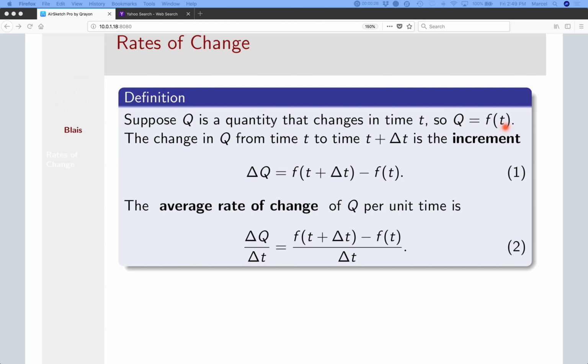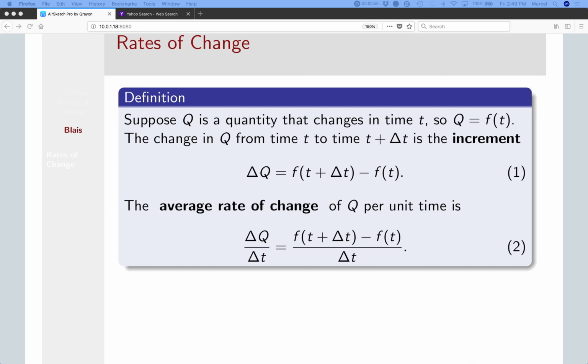equal to f of t. So some function of time tells us how much of the quantity we have. The change in Q from time t to time t plus delta t we call the increment. And we write that as delta Q. So delta Q you want to read as the change in Q. And it's simply the quantity at time t plus delta t minus the quantity at time t.